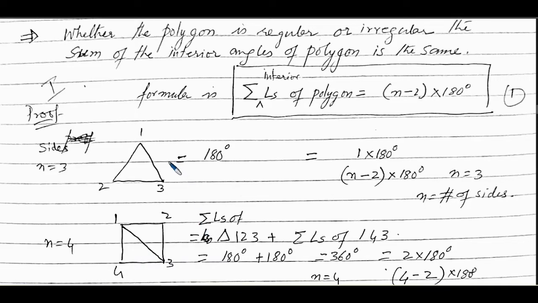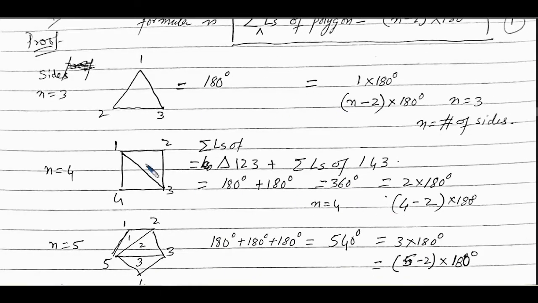Okay. For a triangle we know it is 180, and this is the formula. We will prove this formula now. The sum of interior angles of a polygon is (n minus 2) into 180 degrees. And what is n? n is the number of sides. For a triangle n is 3, so 3 minus 2 is 1 into 180. So the sum of the internal angles is 180. For a square, 4 sides, 4 minus 2 is 2, and 2 into 180 is 360 degrees.